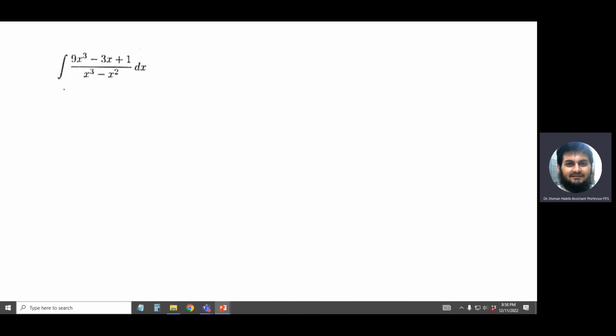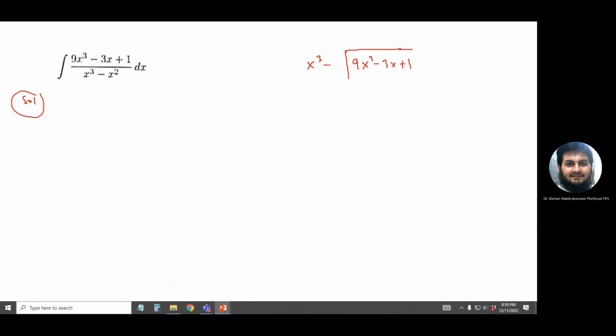So let's find out. This is the most important thing to remember. If you want to use the method of partial fraction, you need to make sure that the polynomial in the numerator should be of the higher order than the denominator. So we need to convert it into proper fraction first. So for the proper fraction, we need to divide 9x cubed minus 3 of x, 3x plus 1. And then here we have that this is the divisor x cubed minus x squared.